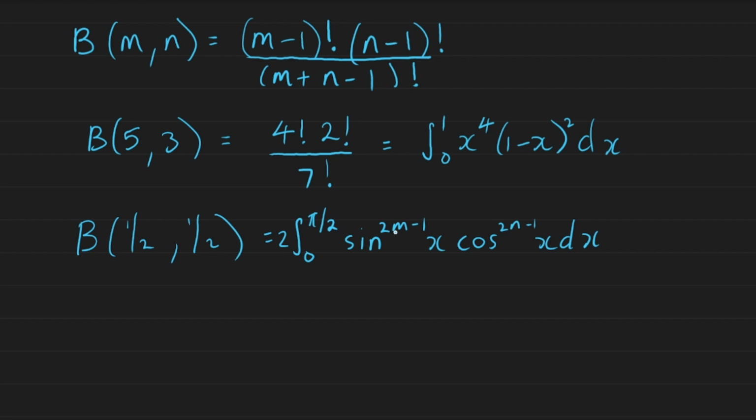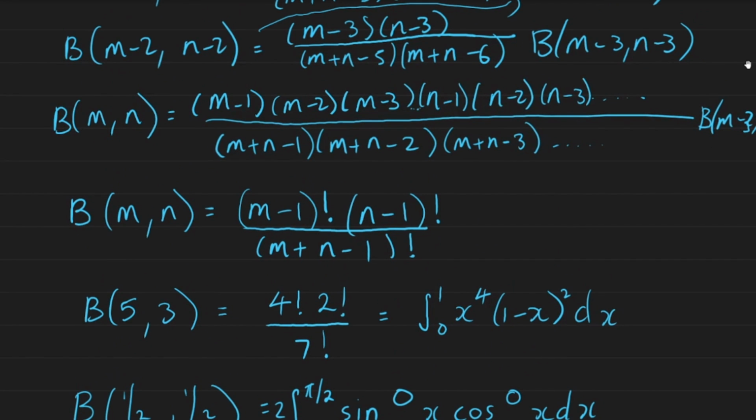So here m is half, so we have 2 times a half, which is 1, and 1 minus 1 is 0. So this is sine to the power 0. And then again, 2 times a half is 1, 1 minus 1 is 0. Anything to the power 0 is 1, so we have the integral of 1. When we integrate 1, we just get theta. So we have 2 times theta from 0 to pi over 2. This is just going to be pi over 2, and 2 times pi over 2 is just pi. So the beta function where m and n are both half just gives us the result pi.